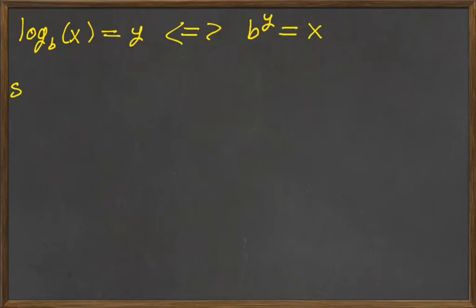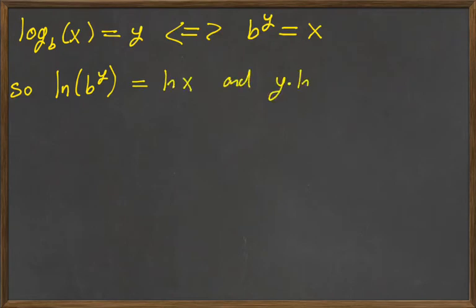B to the y and x are both positive, so those are valid inputs for the natural log. So we'll go ahead and take the natural log of both sides, and this is kind of like what it's going to look like when we solve exponential equations. And then we're going to use the power rule to bring that y down as a factor. So that'll be y natural log of b equals the natural log of x.